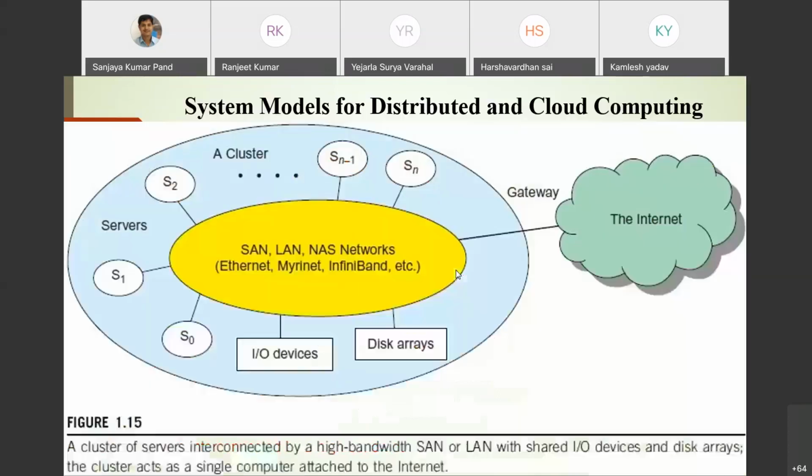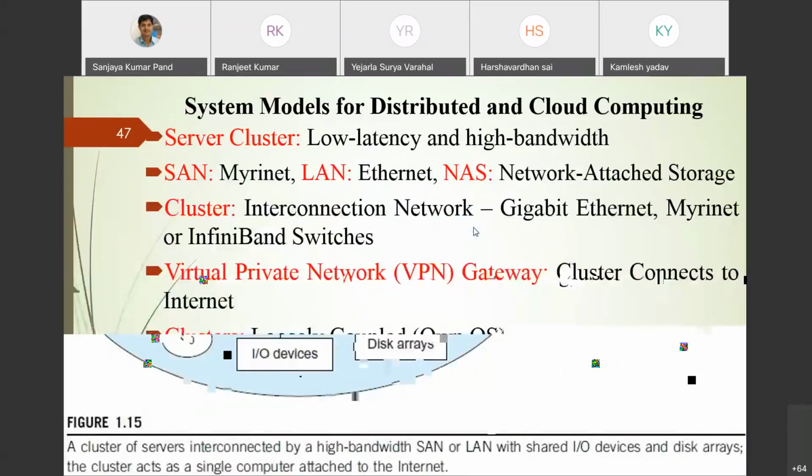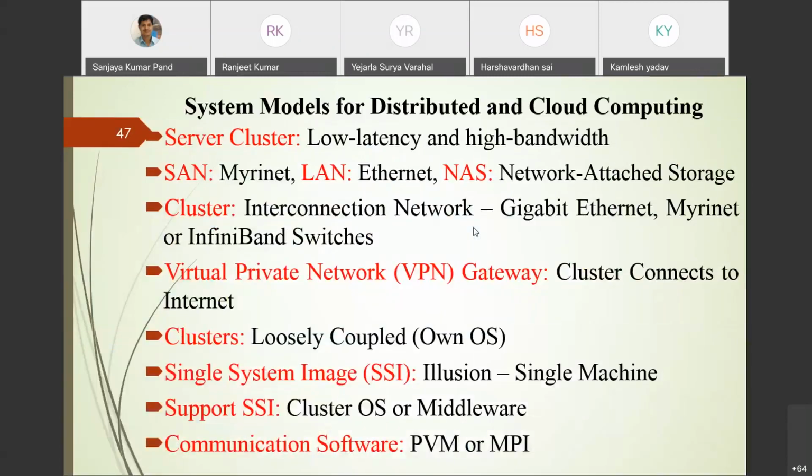And these clusters are connected to the internet through a gateway, or we call it a virtual private network gateway, VPN gateway. By that the cluster can be connected to the internet. If it is connected to the internet, it may join with another cluster that is present in another place, right? So that this system may be treated as a distributed system. But generally in a cluster, the nodes you have are a server and a set of clients. The server can be treated as your cluster manager. Clients run under your cluster manager, right?